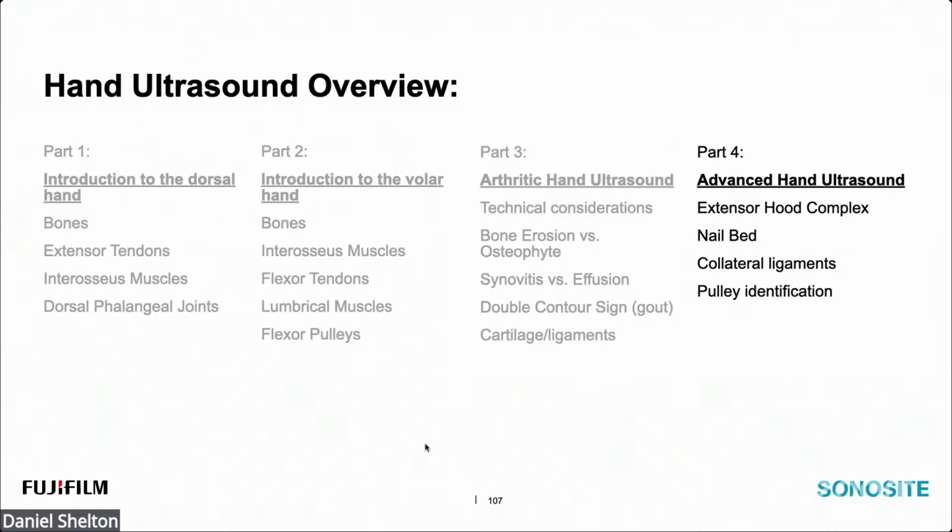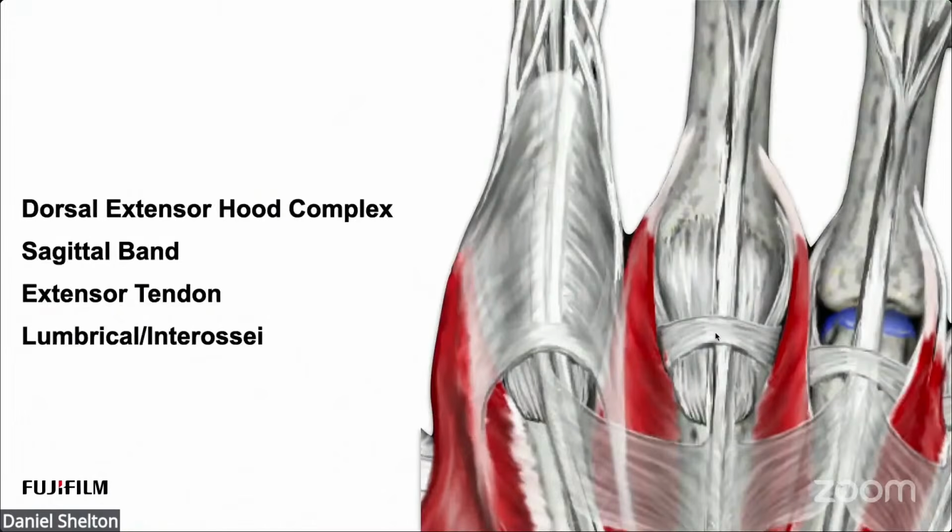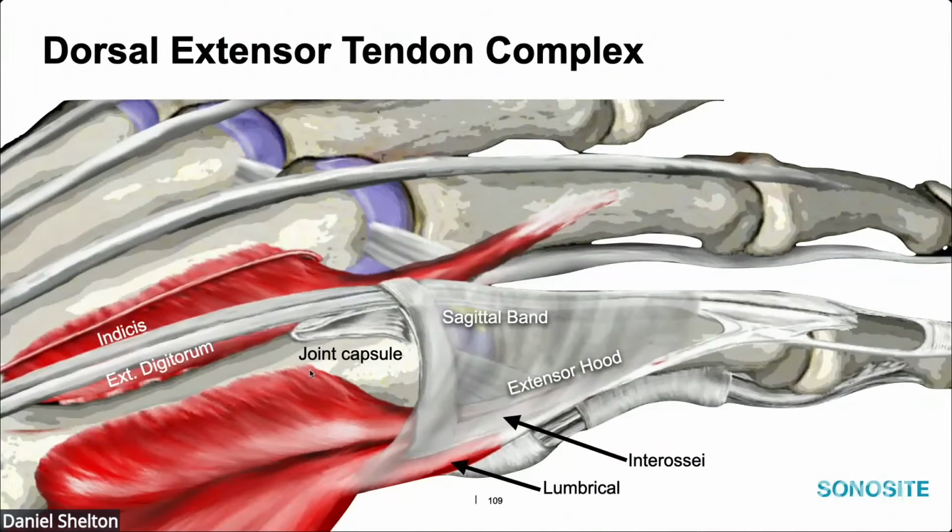Okay, we'll get started. Now we're going to cover the extensor hood, nail bed, collateral ligaments, and the pulleys. Starting with the extensor hood complex, we'll get into the sagittal band, the extensor tendon, and the lumbrical and interossei relationship to the lateral bands. Looking at the side of the second digit, we can see the extensor tendon going right over the joint, the MCP joint. So we have the MCP, PIP, and further down the line is the DIP.